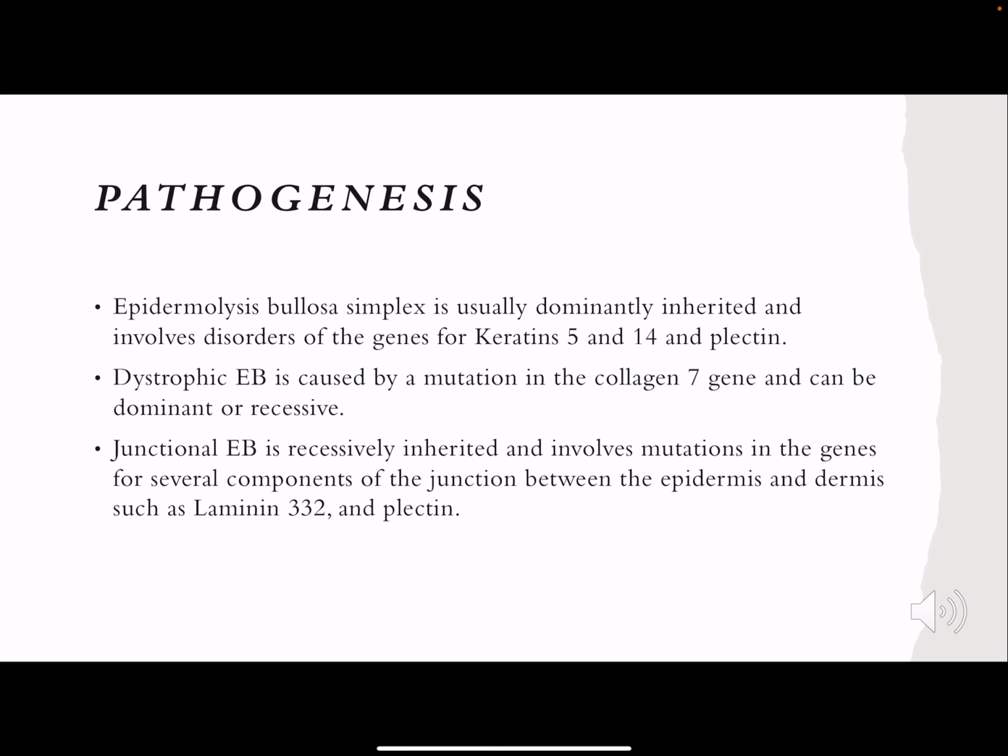Pathogenesis. Epidermolysis bullosa simplex is usually dominantly inherited and involves disorders of the genes for keratins 5 and 14 and plectin. Dystrophic EB is caused by a mutation in the collagen 7 gene and can be dominant or recessive. Junctional EB is recessively inherited and involves mutations in the genes for several components of the junction between the epidermis and dermis, such as laminin 332 and plectin.